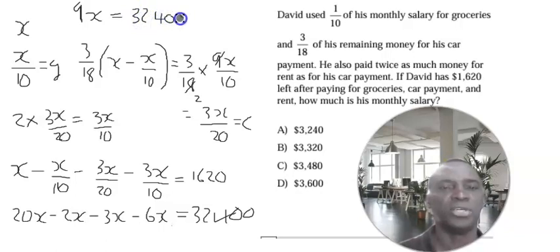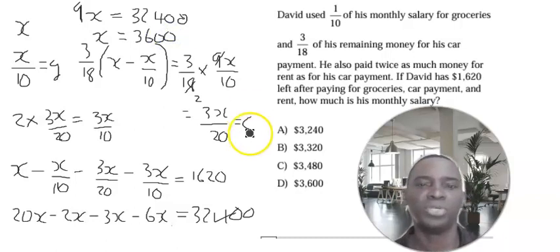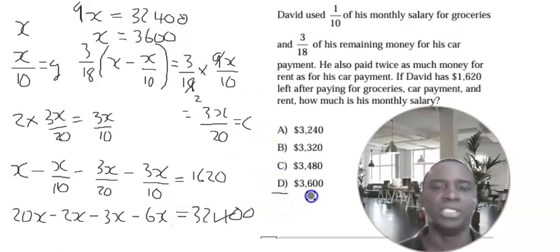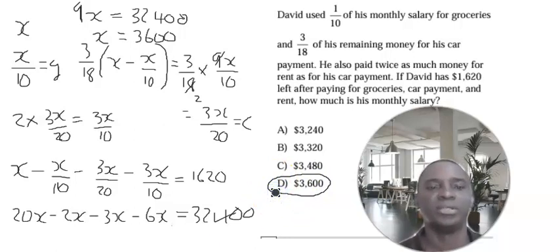So what do you think your x will be? If you divide both sides by 9, x, which is the monthly salary, is equal to 3,600. You can press your calculator to confirm that answer right now. So in other words, his monthly salary is 3,600, and option D is the correct option.